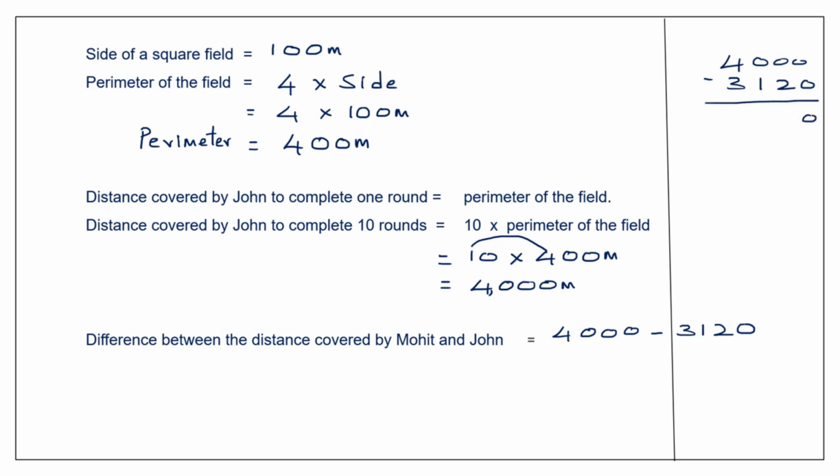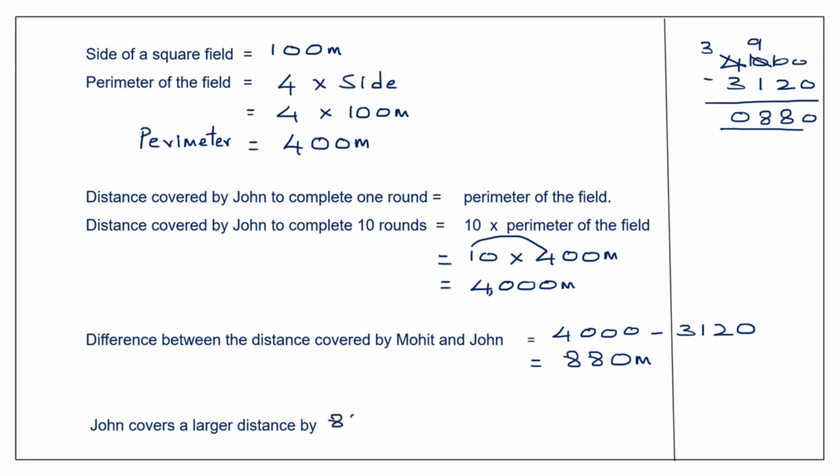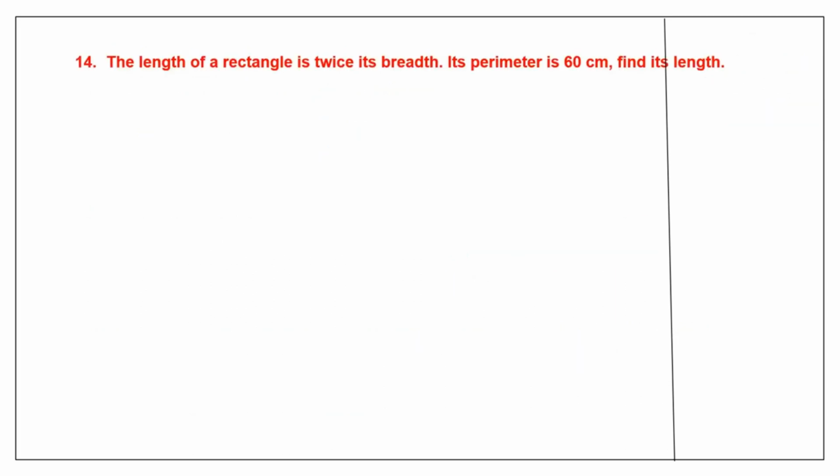So let's subtract 4,000 minus 3,120. So 0 minus 0 is 0. Now we need to borrow. We'll go all the way to 4. So 10, 9, 10. 10 minus 2 is 8. 9 minus 1 is 8 and 0. So the difference here is 880 meters. So John covers a larger distance, that's the first part of the answer, by how much? By 880 meters. So this is the final answer. John is the one who's covered a larger distance, and by how much? By 880 meters.